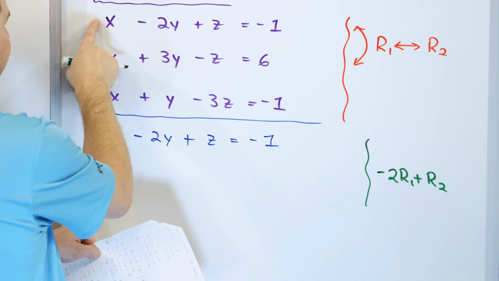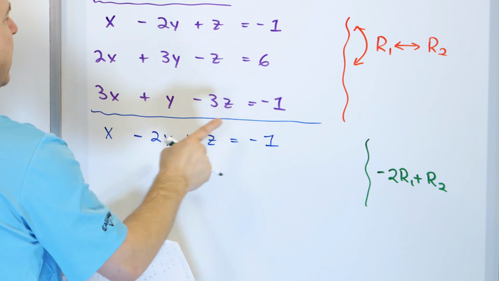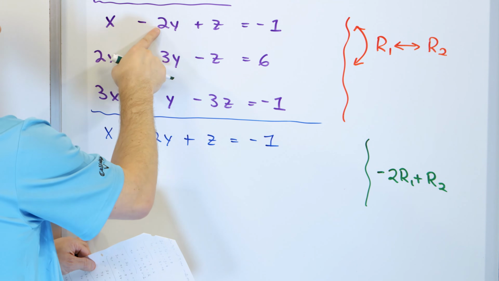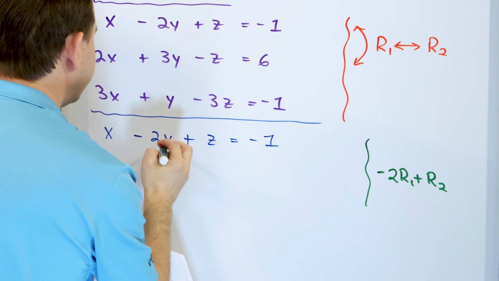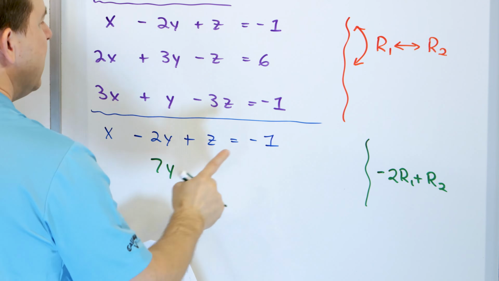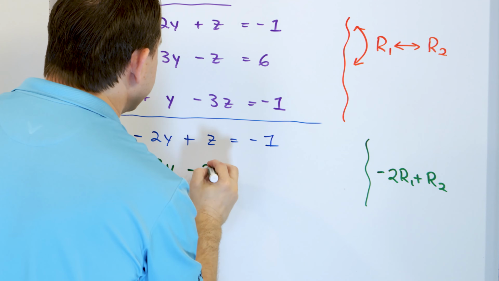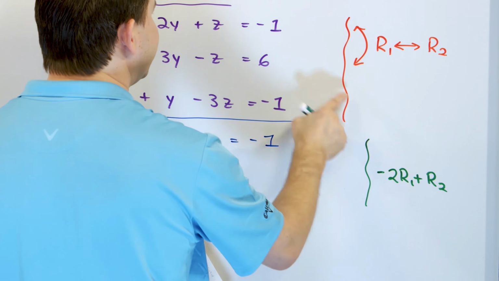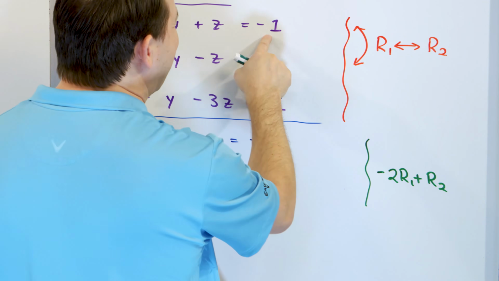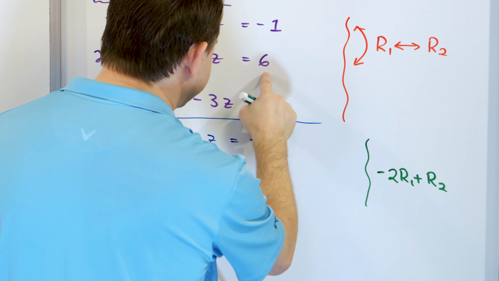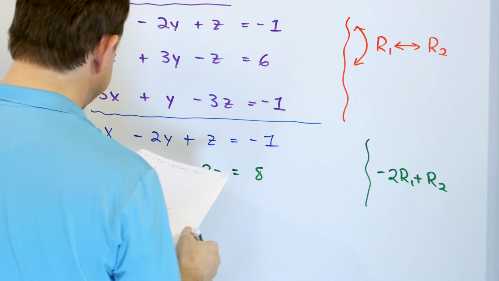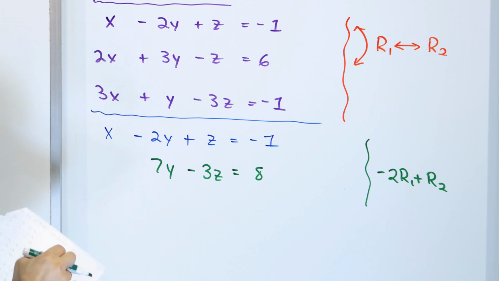-2 times this is -2x. We add that, we get 0. -2 times this will be +4. +4 plus this will give us 7y. -2 times this will be -2z, plus this will be -3z. -2 times this will be +2, don't forget the +2, plus this will be 8. So I'll get 7y minus 3z is 8.